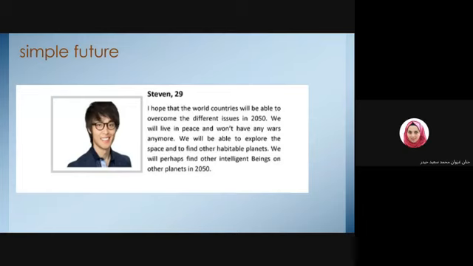The world countries will be able to overcome the different issues in 2050 and will live in space and will not have any wars anymore and will be able to explore the space and to find other habitable planets and will perhaps find other intelligent beings on other planets in 2050.